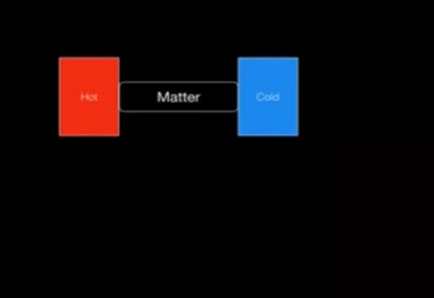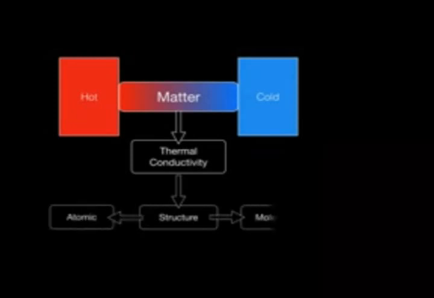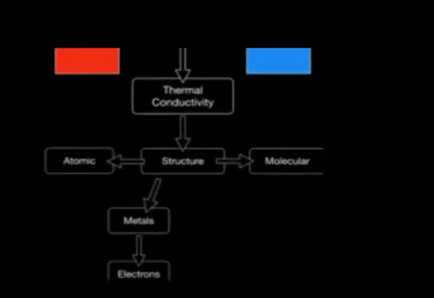And so the ability of matter to transfer heat from a hot to a cold object is called its thermal conductivity, and it's based on the structure of that material both at the atomic and molecular level. So if you have something like a metal, which is a good conductor of electricity, then it's probably also a good thermal conductor. The reason is that there are delocalized electrons which allow heat to move through the metal. Now, nonmetals can pass on heat, just not as well.